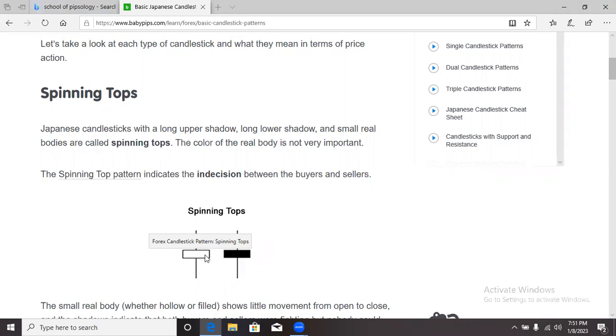Okay. Small body. The body is always in the middle. And then what do we have? We have big, long wicks or long shadows. Okay, spinning top. When you see this kind of formation in a downtrend, you know that a reversal is coming, to an uptrend. And when you see it forming in an uptrend, then you know that a reversal is imminent, going down into a downtrend. Okay.